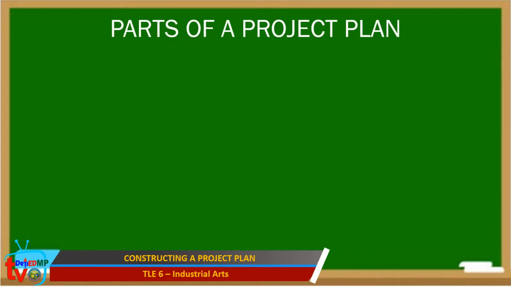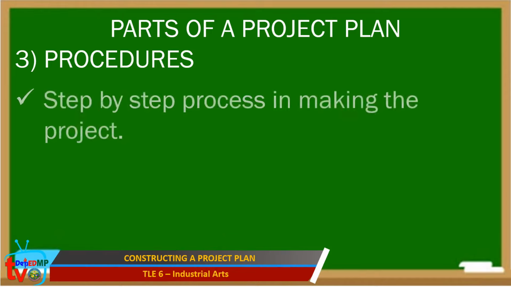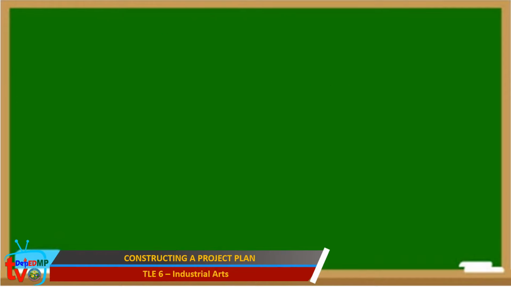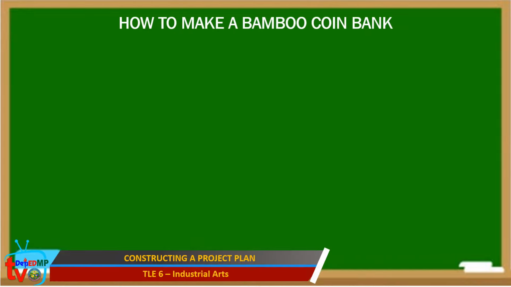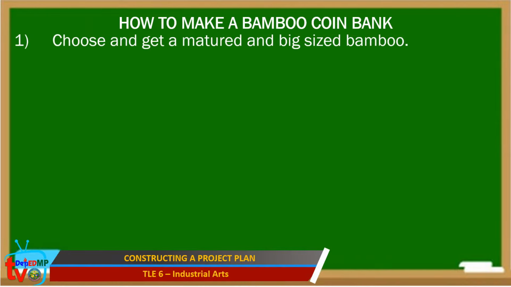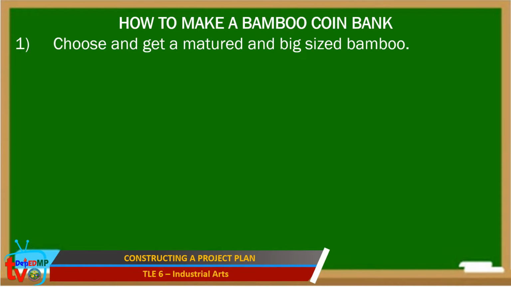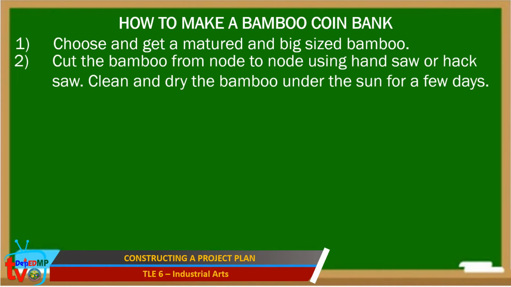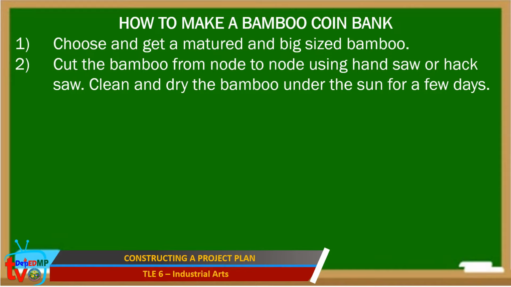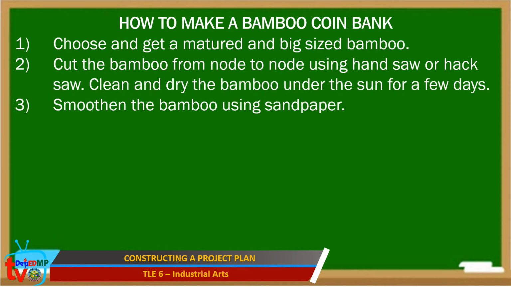The last part of a project plan contains the procedures. In this part, you have to write the step-by-step process in making the project. Let's see, for example, the procedure in making a bamboo coin bank. Step 1. Choose and get a matured and big-sized bamboo. Step 2. Cut the bamboo from node to node using handsaw or hacksaw. Clean and dry the bamboo under the sun for a few days. Step 3. Smoothen the bamboo using sandpaper.